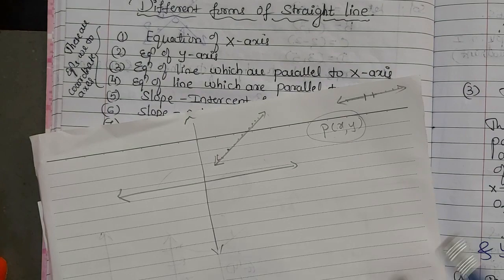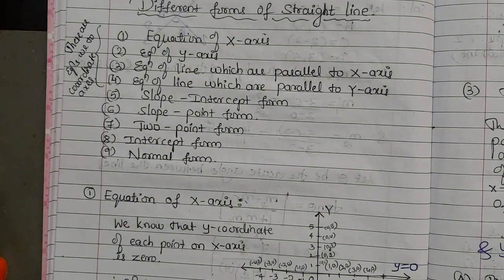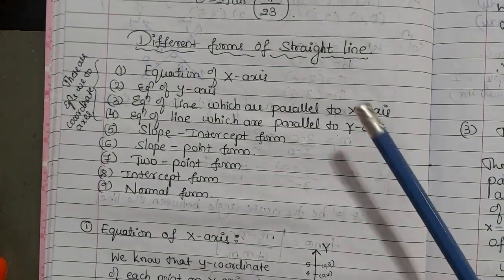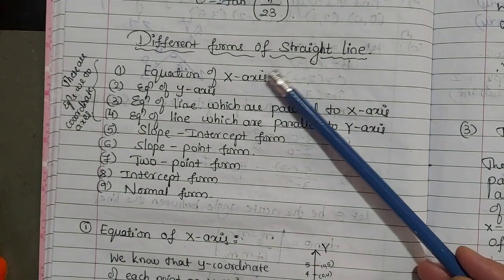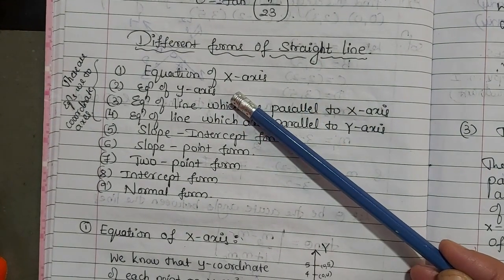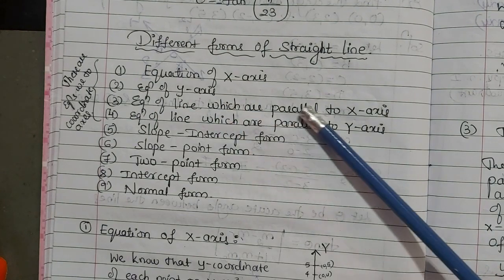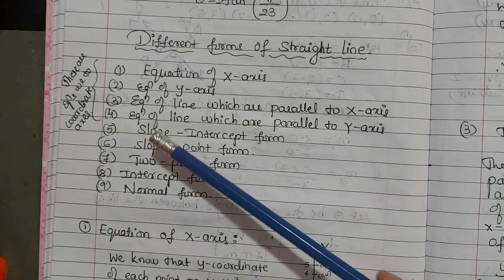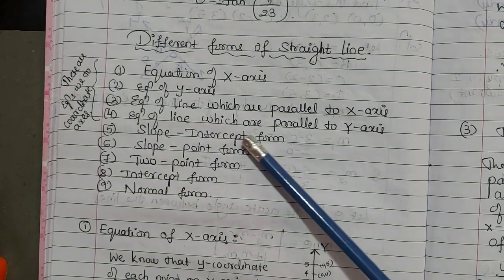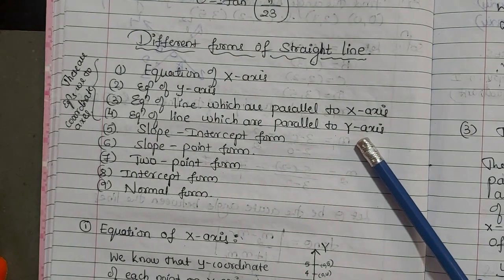So we have total 9 forms. Okay, first form is equation of x-axis, second one is equation of y-axis, third one is equation of a line which are parallel to x-axis, fourth one is equation of a line which are parallel to y-axis.